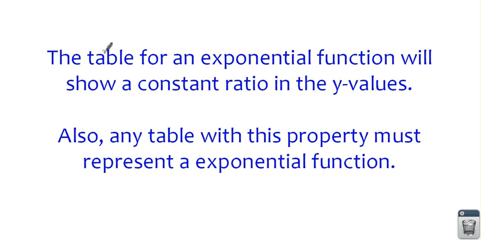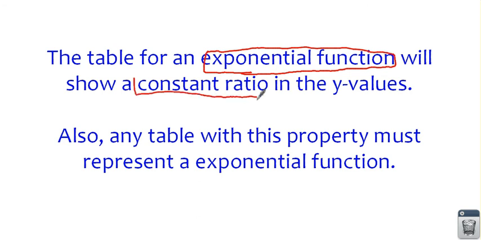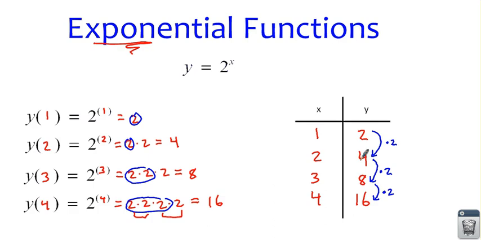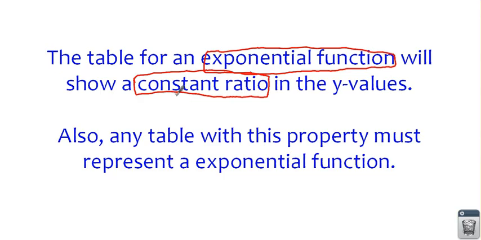So the result is here. The table for an exponential function will show a constant ratio in the y values. The term ratio is used here because if you do division, 4 divided by 2, you get 2. 8 divided by 4 also produces 2. And 16 divided by 8 gives 2. Another way of saying that is that the ratio of 16 to 8 is 2. So people say the y values are in a constant ratio.